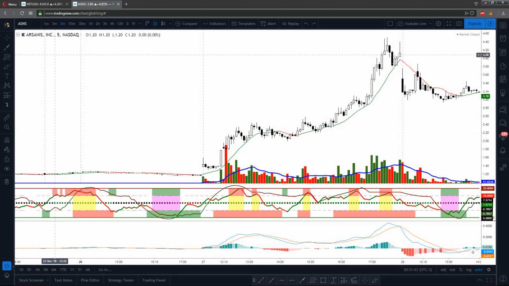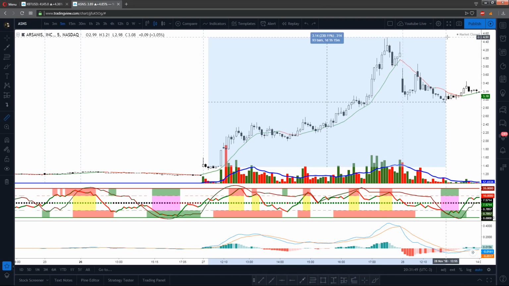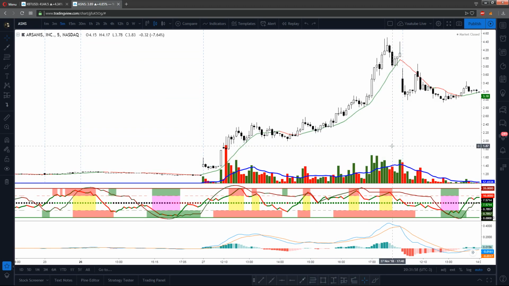Now, they're not all going to look like this. They're not all going to look like, where did this open? This opened here. This gave you nearly a 250% gain. It gave you a 230% gain, $3. They're not all going to look like that. The vast majority are not going to look like that. But the vast majority will give you that 3-to-1 or 5-to-1 risk to reward, even if you're risking like 10 cents.